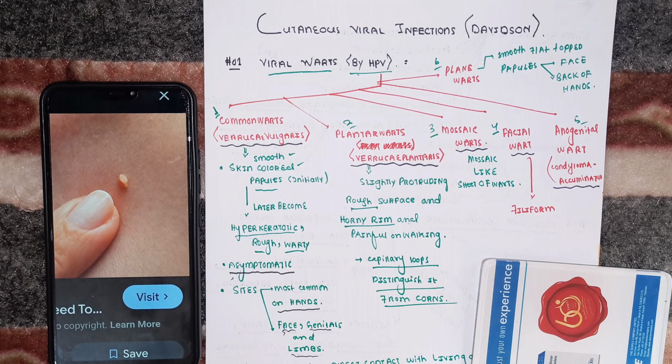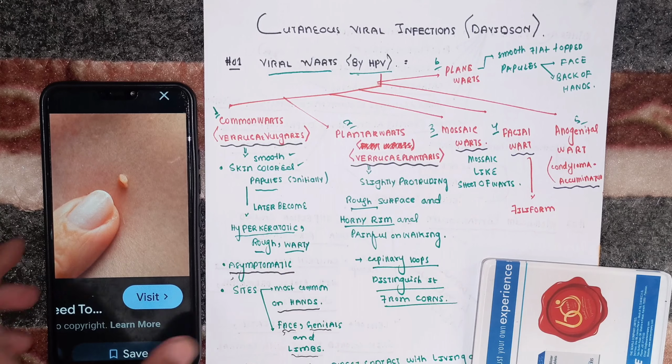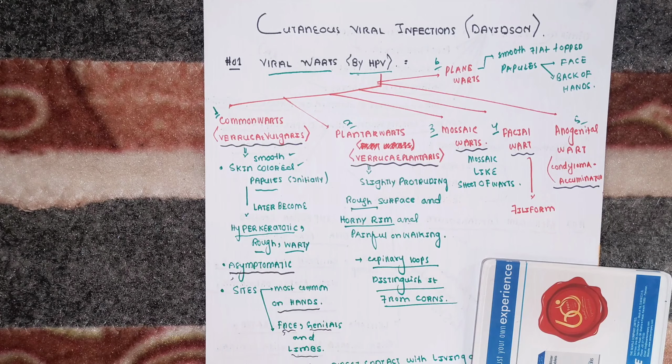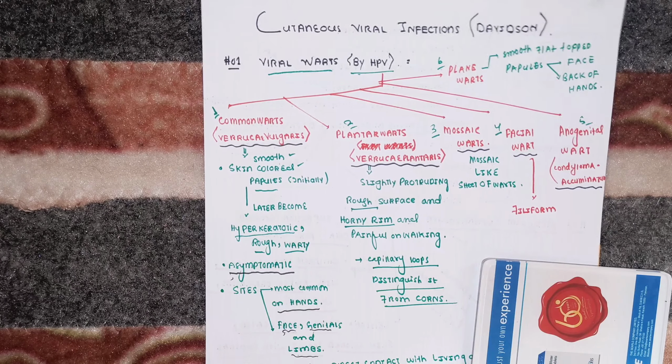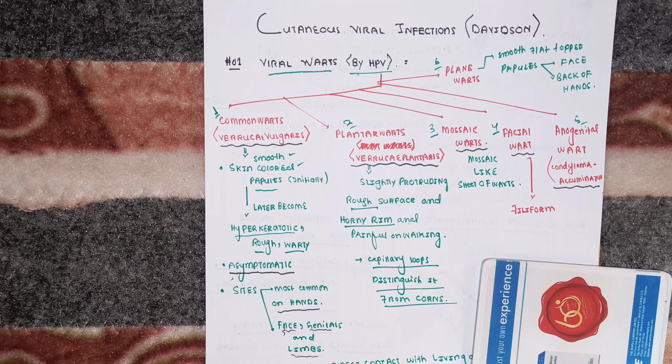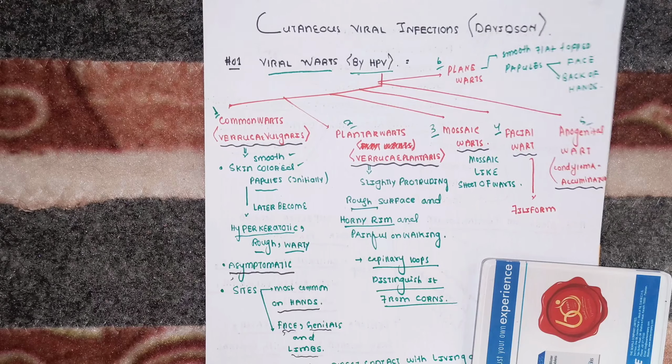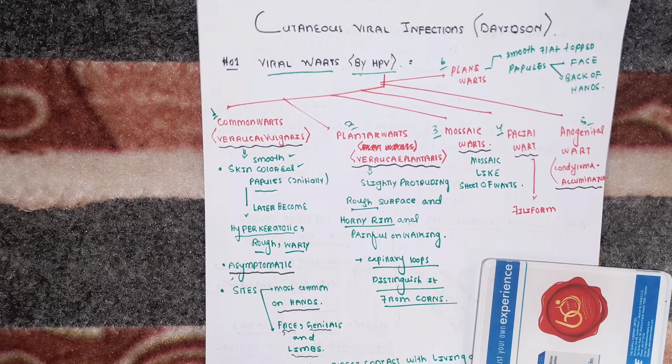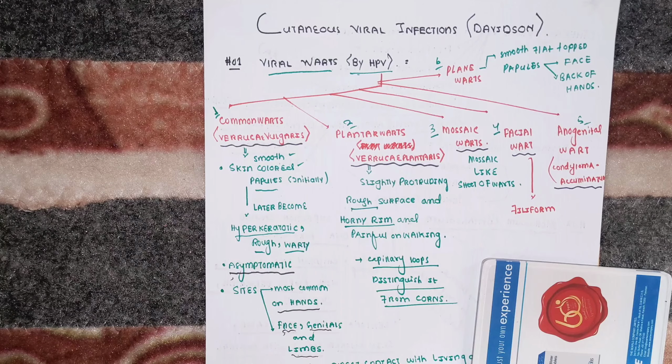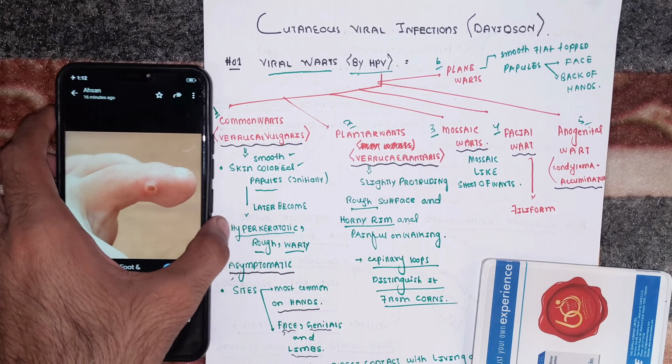After common wart is plantar wart. Okay, also called Verruca plantaris. Verruca plantaris are plantar warts. They are slightly protruding rough surfaces. They have a horny rim, horn-like, scaly rims, and they are painful on walking. Let me tell you and let me show you what I'm trying to deliver.